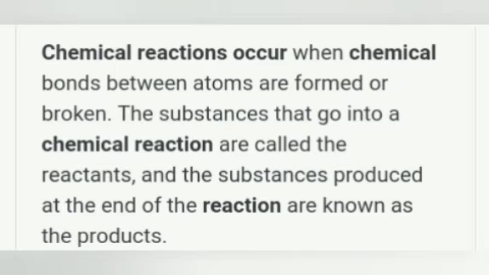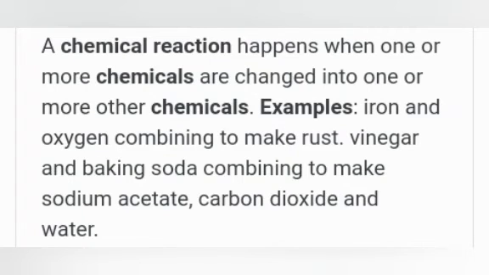Next, a chemical reaction happens when one or more chemicals are changed into one or more other chemicals. For example, iron and oxygen combining to make rust. Vinegar and baking soda combining to make sodium acetate, carbon dioxide and water. These are two examples of chemical reactions.